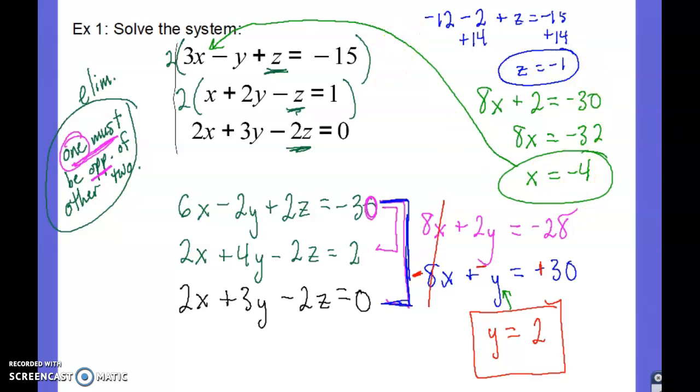So our answer is an ordered triple, just for the record. And if you want to write it as an ordered triple, you can, where you write the x coordinate first, then the y coordinate, and then the z coordinate.